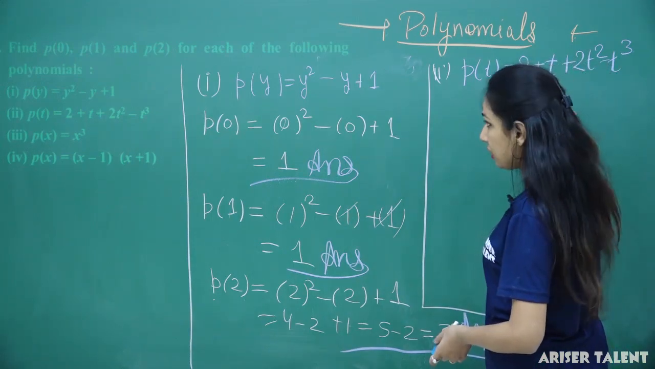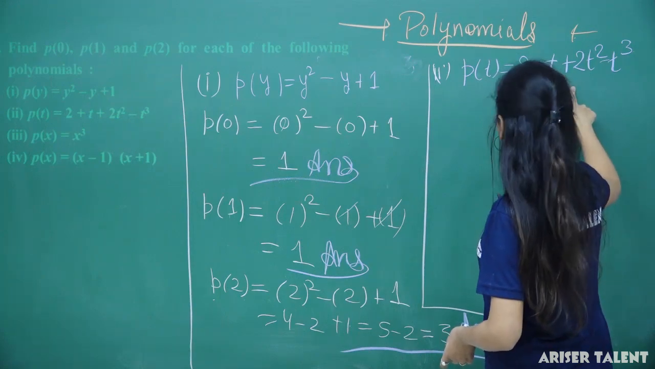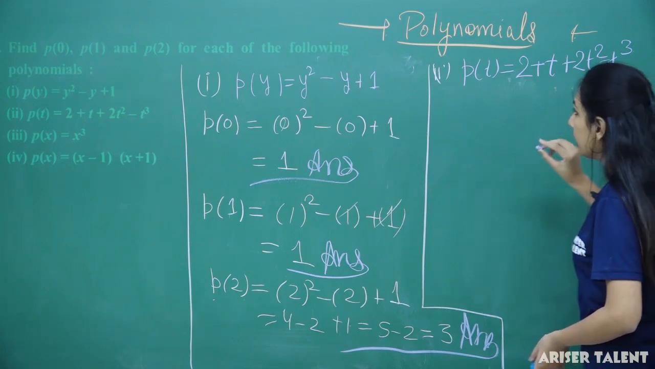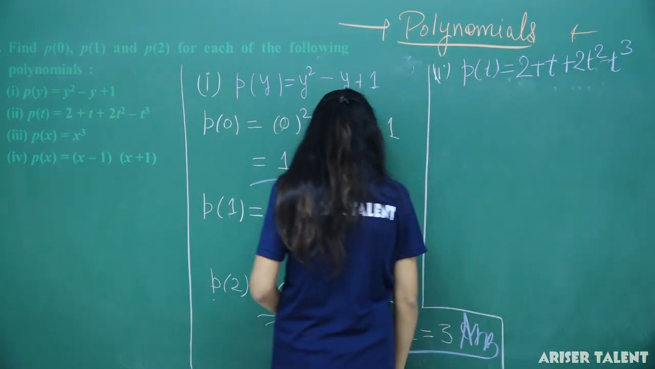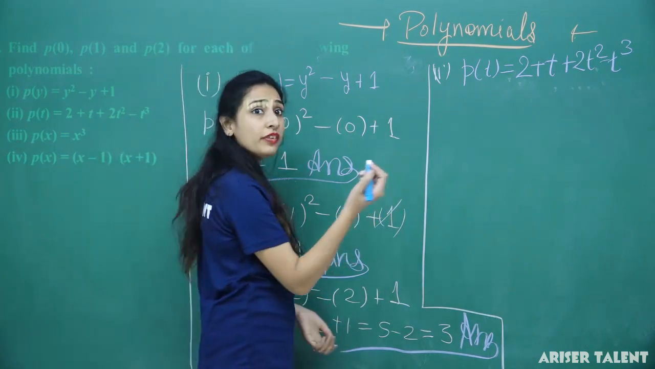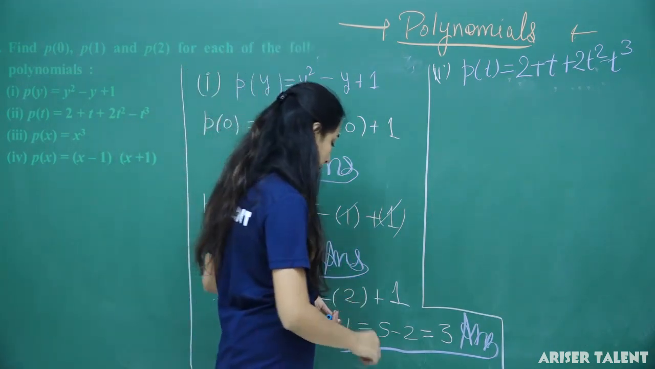2 plus t, 2t, okay, plus 2t square minus t cube. Okay, this is your question. Now, finding out the value again at 0, 1 and 2. What will we do in that particular question, students?